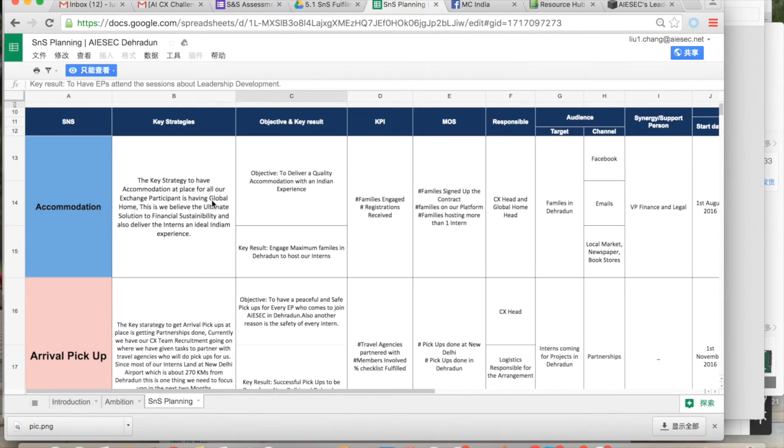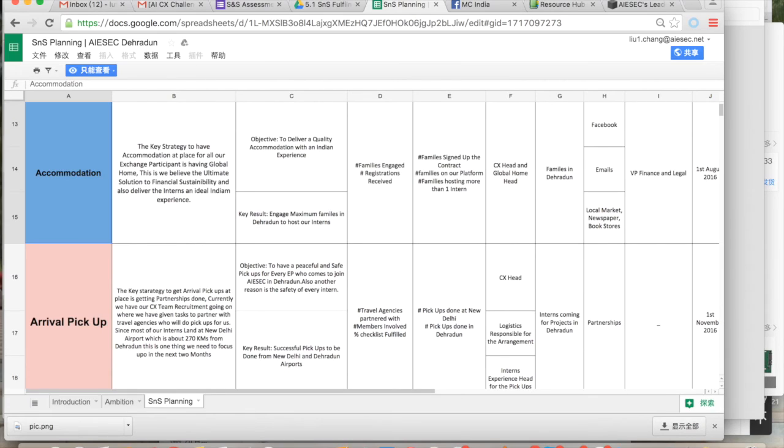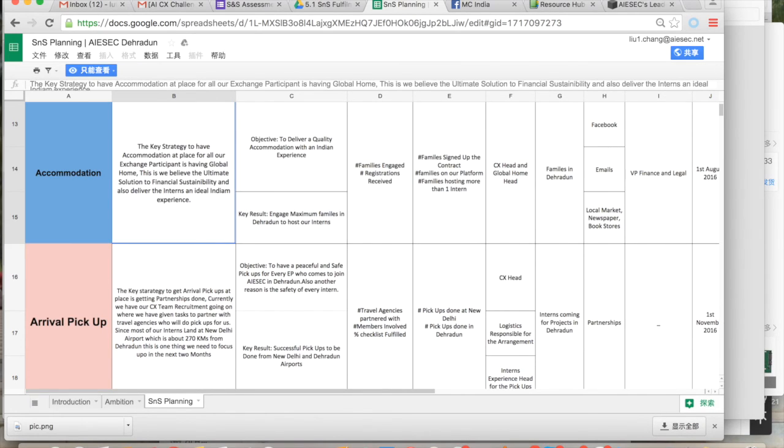And let's look into another case. It's about ISEC Dehradun. And they have developed some strategy for the ISEC part: accommodation and host-facilitated learning leadership development. So they also have different strategies for each. They came up with some strategy about global homes. They want to engage more homes to provide EPs a unique experience about accommodation.